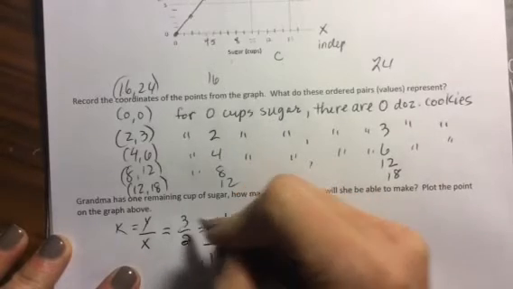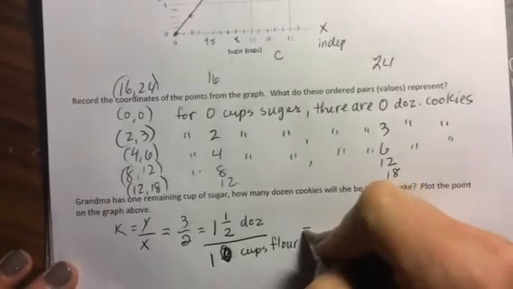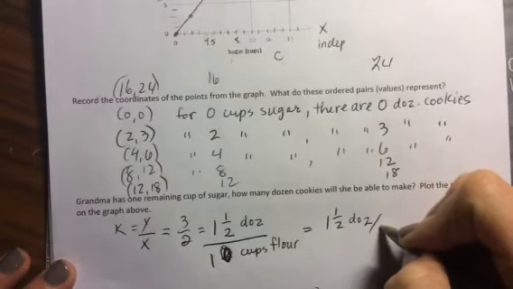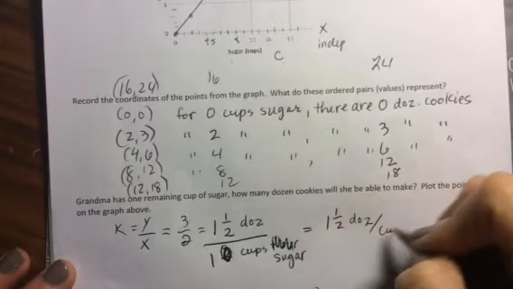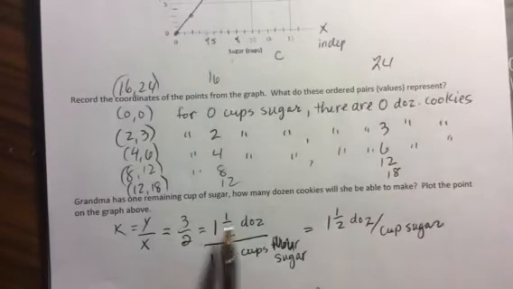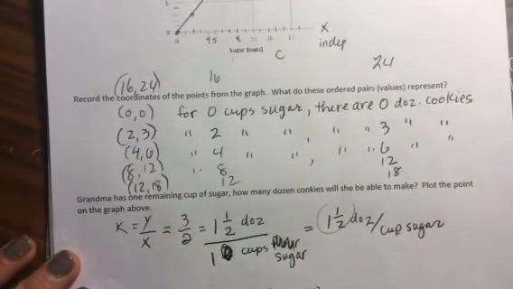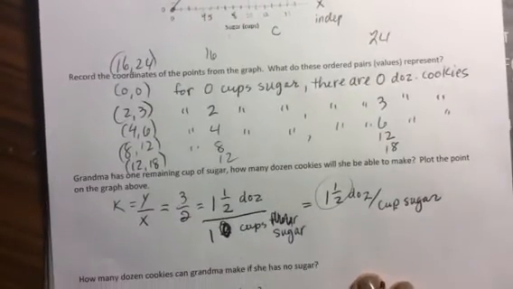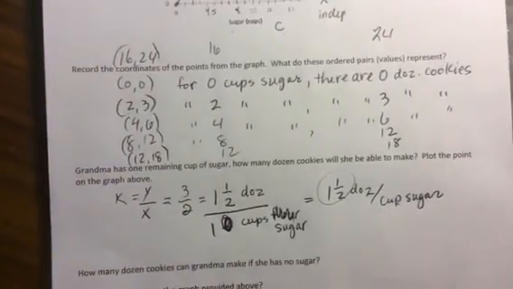So if I divide 3 by 2, I get 1 1/2. Divide 2 by 2, I get 1 cup. So my unit rate is 1 1/2 dozen per cup. And it wasn't flour, it was sugar. Sorry, the last one was flour. All right, so if she has 1 remaining cup of sugar, she can make 1 1/2 dozen cookies.